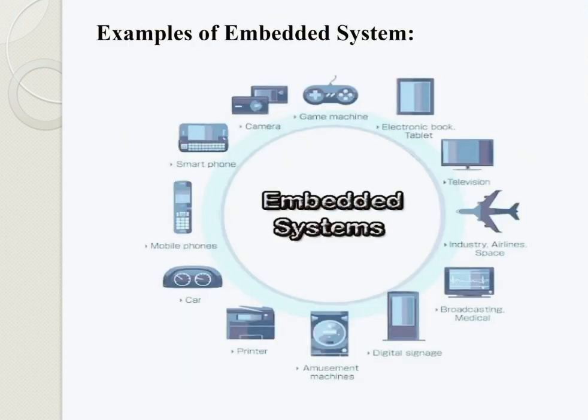We can see different examples related to embedded systems. Some of the examples which can be seen in the figure are camera, smartphone, mobile phone, car, printer, televisions, and so on.